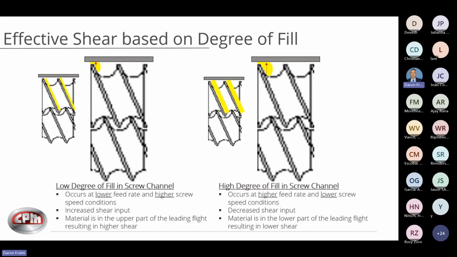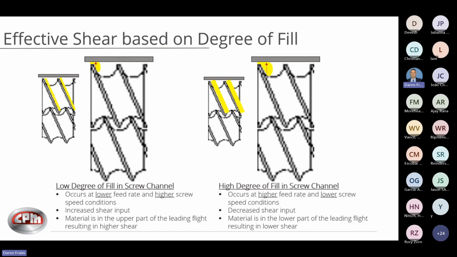So here we'll talk about effective shear based on degree of fill. A low degree of fill in the screw channel occurs at a low feed rate and higher screw RPM. And so this condition is an increased shear input because the material, when you're operating in that machine, let's say you're operating at 600 RPM, and you start dialing your feed rate back, you start lowering it, that material tends to migrate up into the upper region of the tip, or the leading side of that screw flight, into that higher shear region.